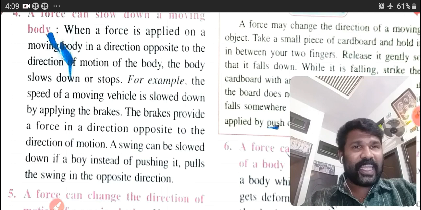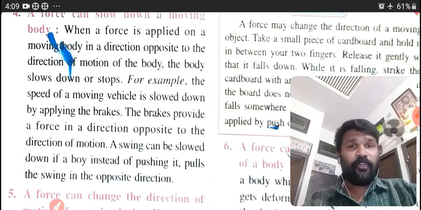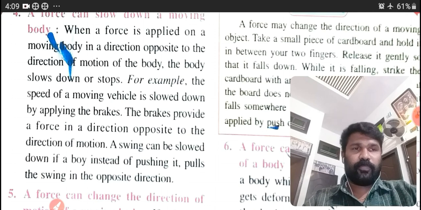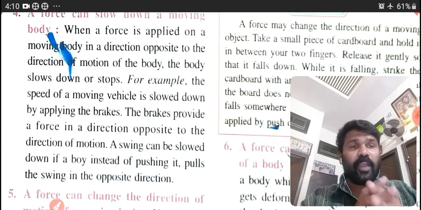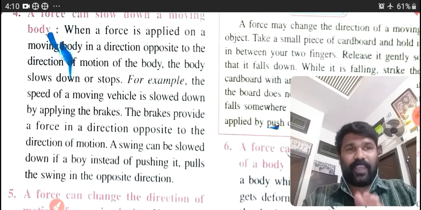A swing can be slowed down if a boy, instead of pushing it, pulls it. If you pull the swing, what will happen to it? It stops. If you push, it starts to move. If you pull, what will happen to it? It stops. It means we are applying the force opposite to the motion of the swing. That's why it stops the motion.